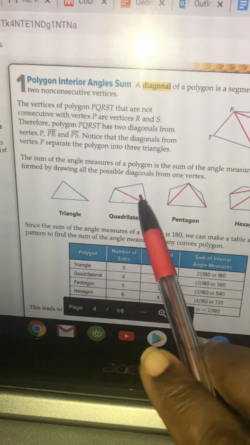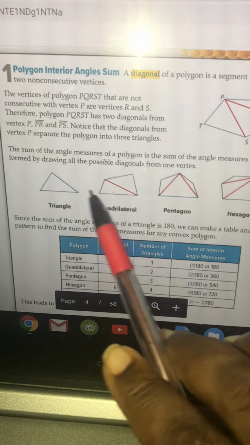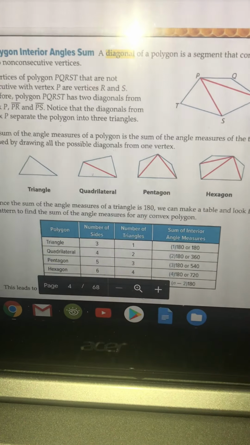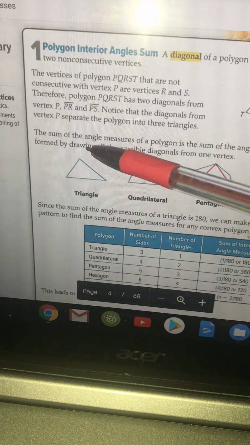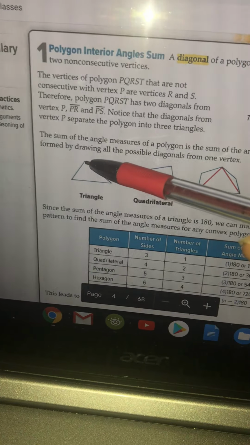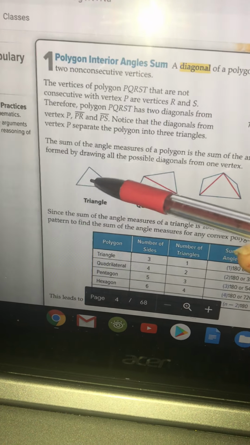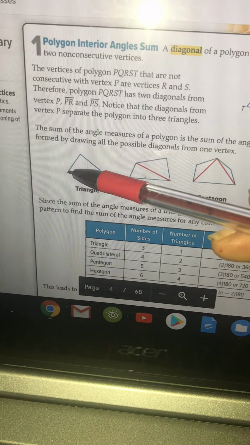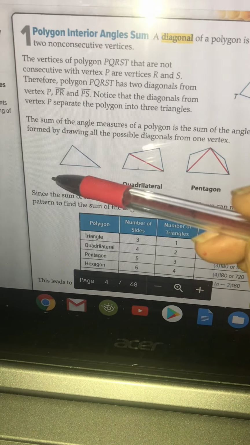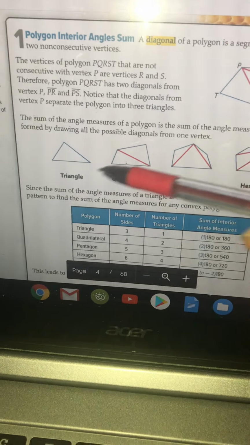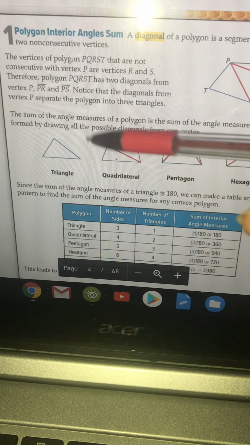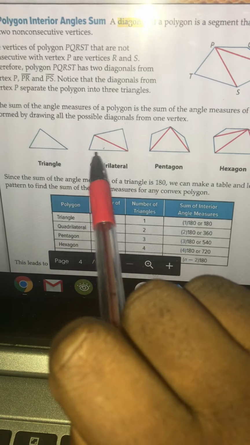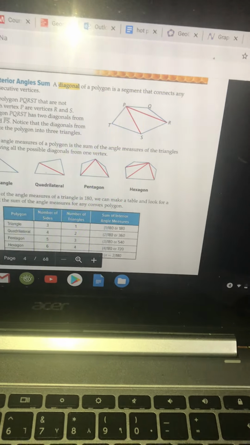You can only draw diagonals on 4 and more sides. You cannot draw a diagonal here because there is no corner for this to go to. If you go here, it is in the middle. No, it has to go to the corner. And already this is a triangle. You cannot draw a diagonal in a triangle. You can only draw a diagonal from a quadrilateral all the way down.